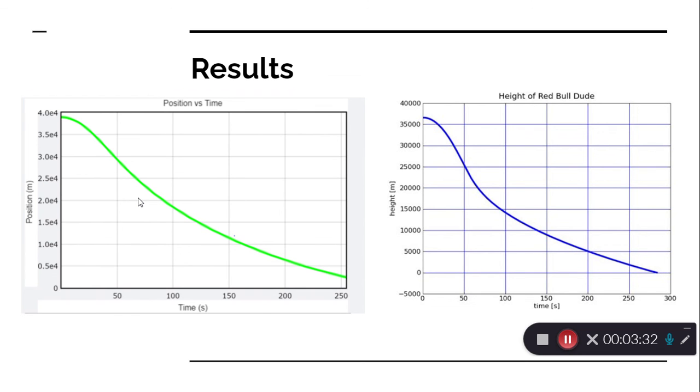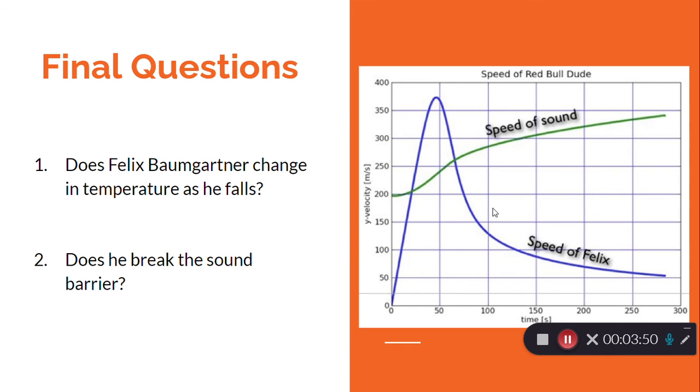of the drag, as opposed to the model where it was very clear that it took a longer time and he had to get close to the ground before the drag actually had a profound effect on his falling. Then finally, we have final questions.